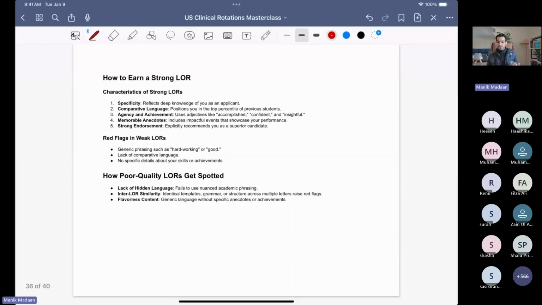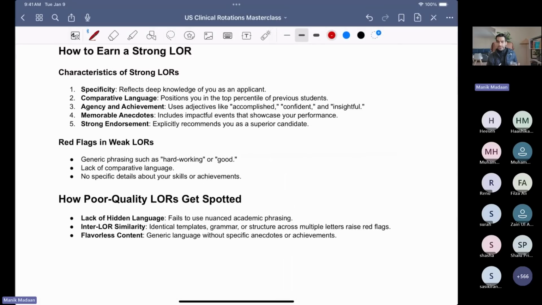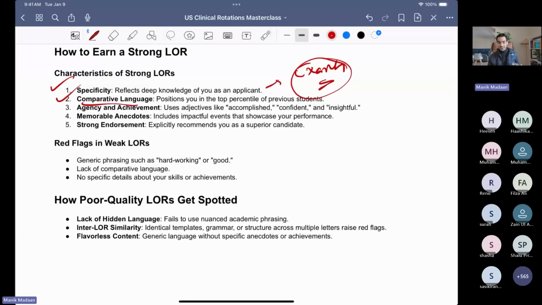And characteristics of a strong LOR, this is very important. If you do any rotation, it is the specificity and the comparative language. Specificity means that I can give you certain examples of places or experiences that I've had with you where you've been impactful in clinical care. Generic LORs lack it, right? Secondly, comparative language is saying that you were in the top 10 percentile, top 5 percentile of the students they've worked with in the last 10 or 12 years. It is a language which is in academic LORs, but you will see this missing in generic LORs.